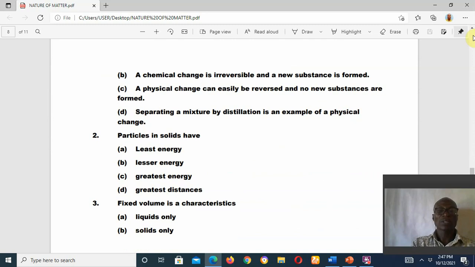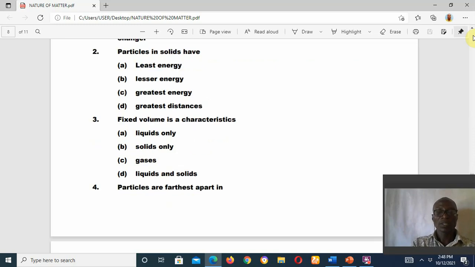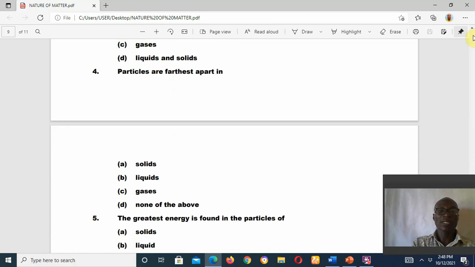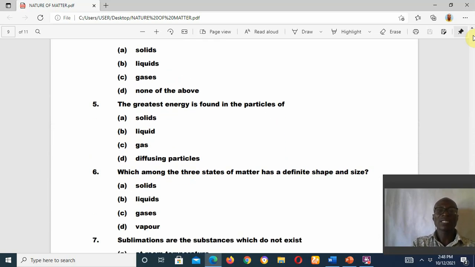Question 2. Particles in solids have least energy, lesser energy, greatest distances. Question 3. Fixed volume is a characteristic of: A, liquids only; B, solids only; C, gases; D, liquids and solids. Question 4. Particles are farthest apart in: A, solid; B, liquid; C, gases; D, none of the above. Number 5. The greatest energy is found in the particles of: A, solids; B, liquid; C, gas; D, diffusing particle.